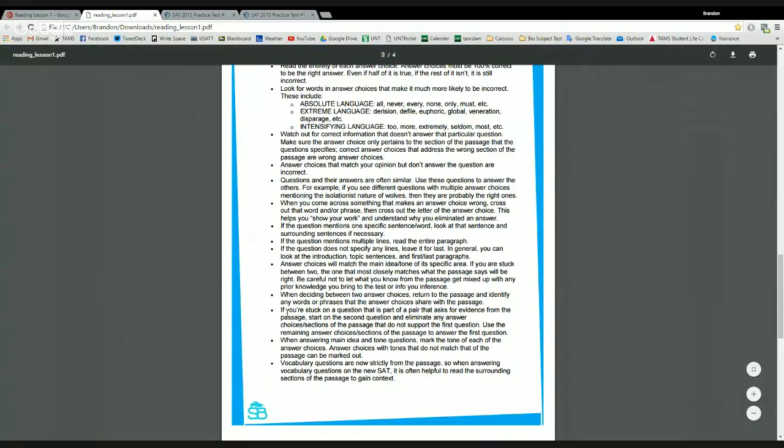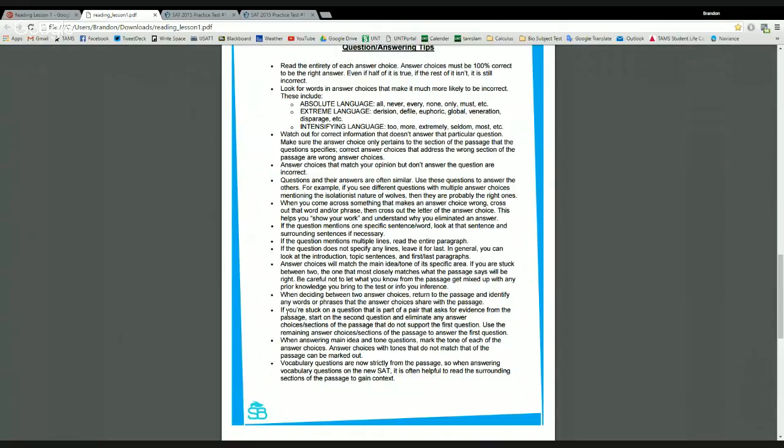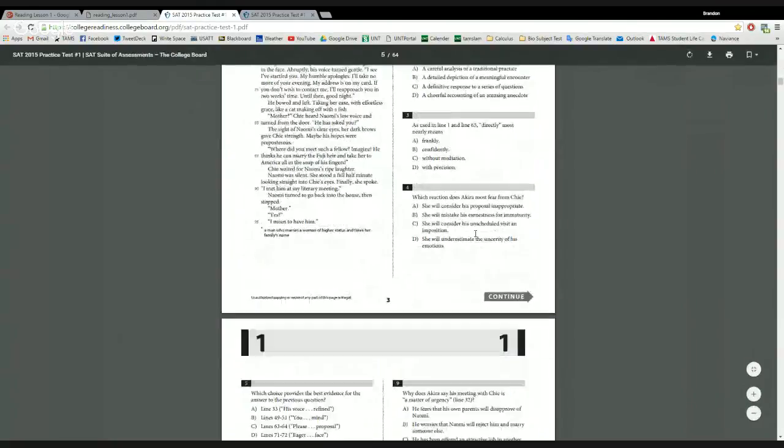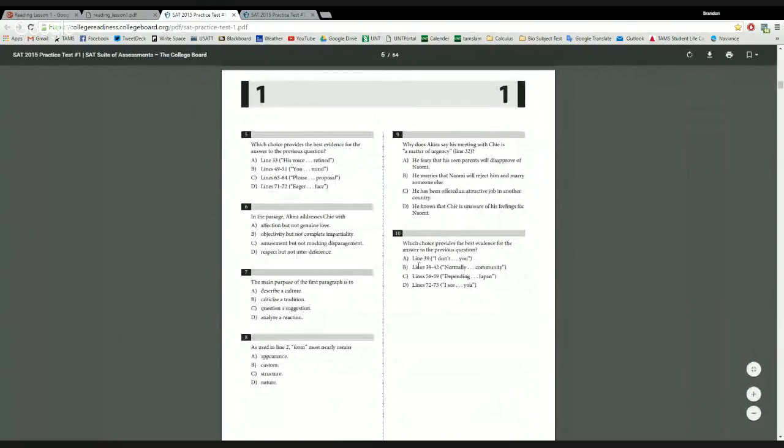If you're stuck on a question that is part of a pair, ask for evidence from the passage shown in the second question, and eliminate any answer choices from the passage that do not support the first question. So when they have evidence-based questions such as 9 and 10, you may want to look at these answer choices and match them with these, so you can find exactly where the answer choice is, because you're basically finding evidence for this answer, so these are connected.